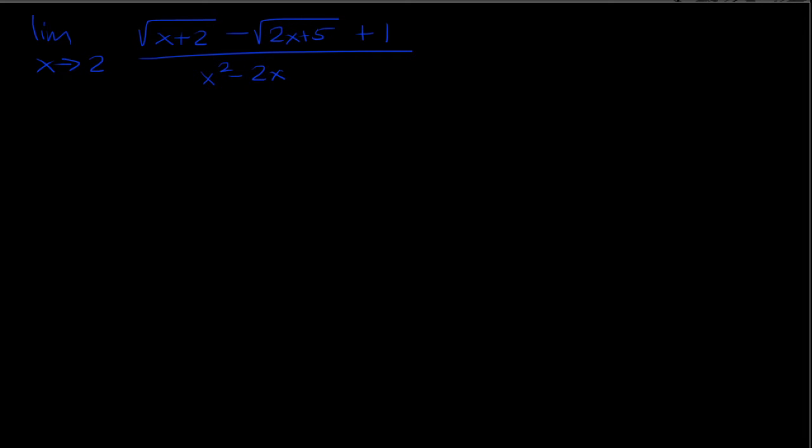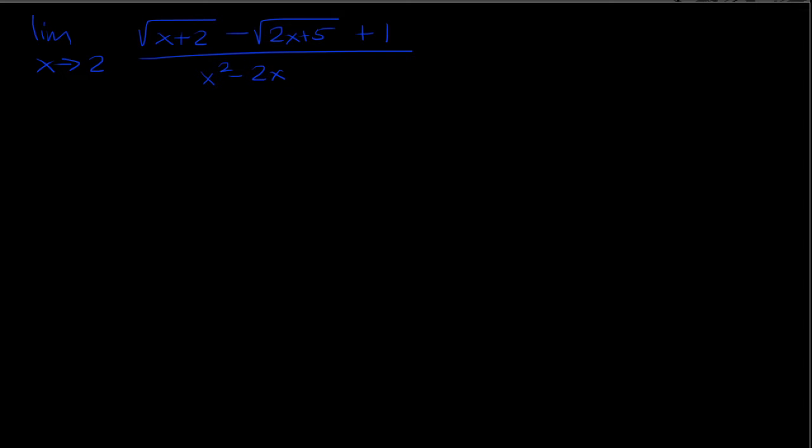I want to find the limit as x approaches 2 of square root x plus 2 minus square root 2x plus 5, plus 1, over x squared minus 2x. So if I plug in 2, I get 0 over 0.